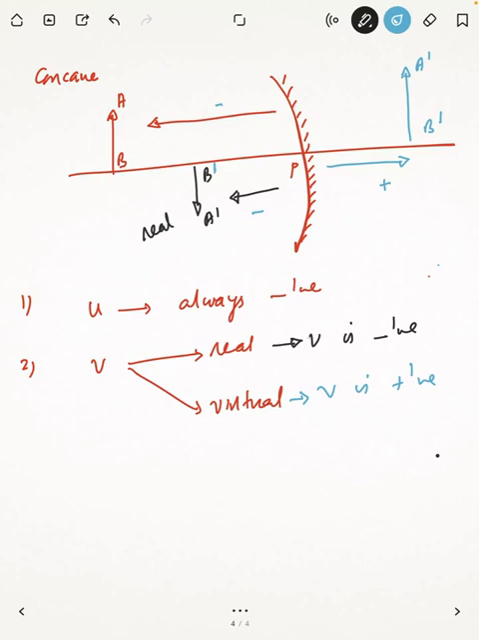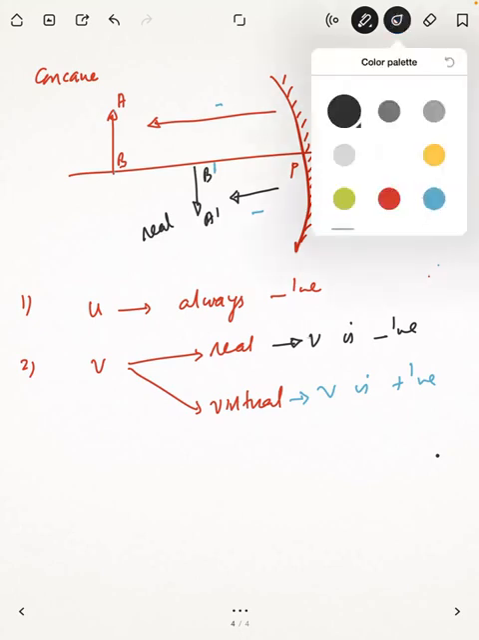So AB measured upward, positive. Real image A dash B dash is downward, so real image height is measured as negative. Virtual image height is measured upward and that will be taken as positive. So this is about the height, that we'll also see on the way. This is about the concave mirror. Okay, what about the convex? Convex we'll see.